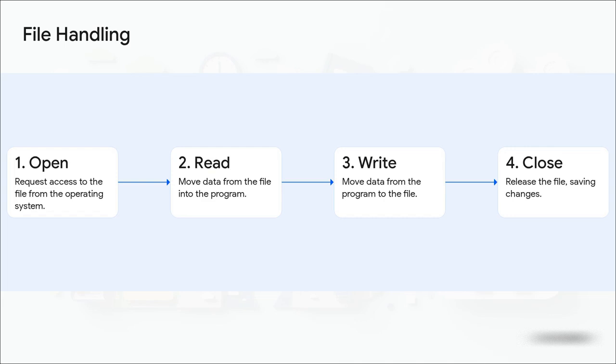First, the program asks the computer to open the file. That's like checking out the book. Then it can read from the file, or it can write new things to it, kind of like adding a little note in the margin. And finally, and this part is absolutely crucial, it has to close the file. That's putting the book back on the shelf so somebody else or another program can use it.